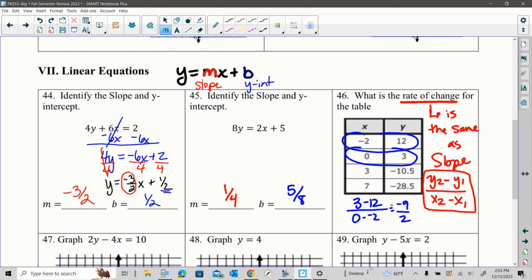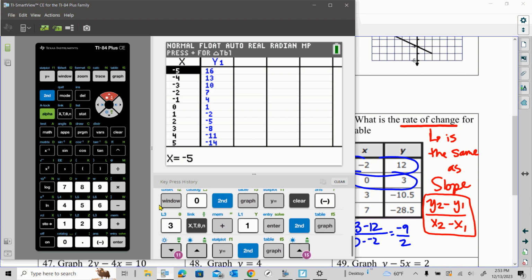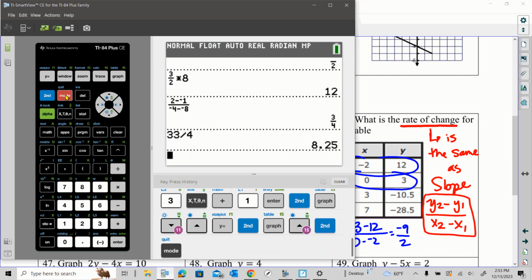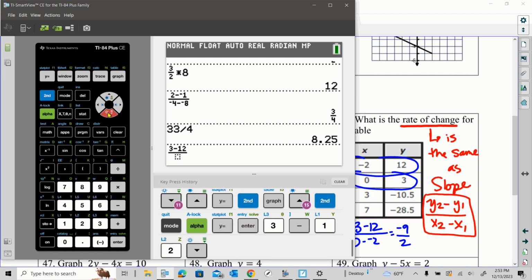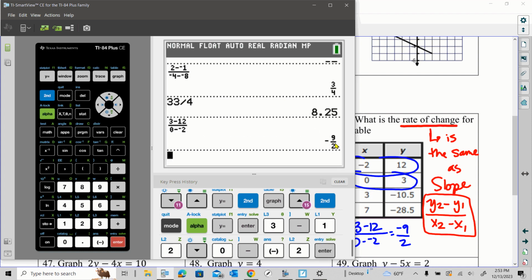If you're not good with the mental math, you can just go to your calculator, do second mode to get out of here, and then just hit alpha y equals, and enter to get your fraction box. And then we're just typing in 3 minus 12 on the top, then arrow down, and then we're doing 0 minus a -2. And there it would reduce it for you, okay? So there's really not an excuse for missing this on minor careless errors of simplification. The calculator will do that for you.